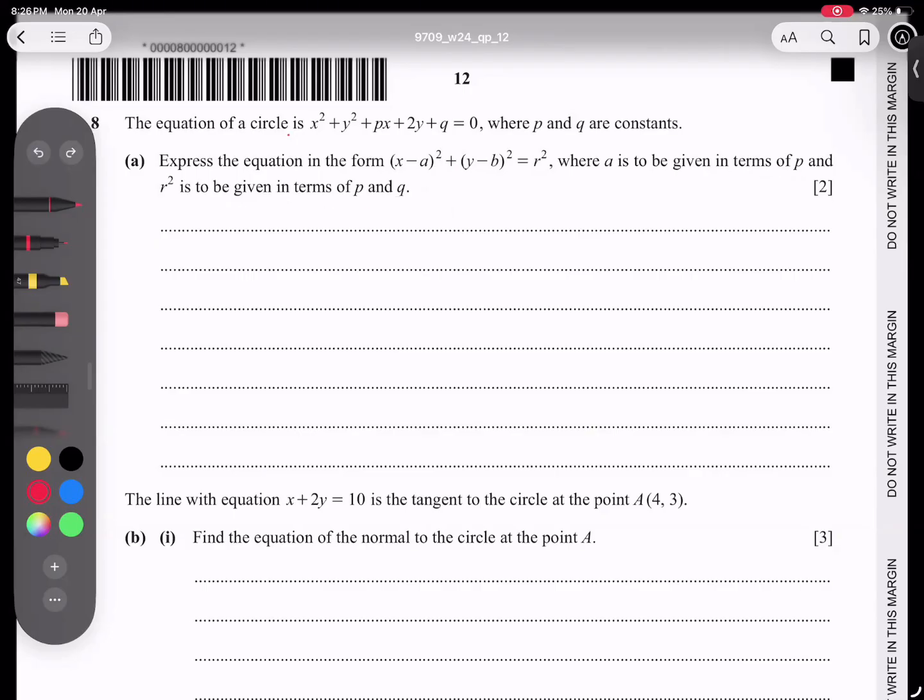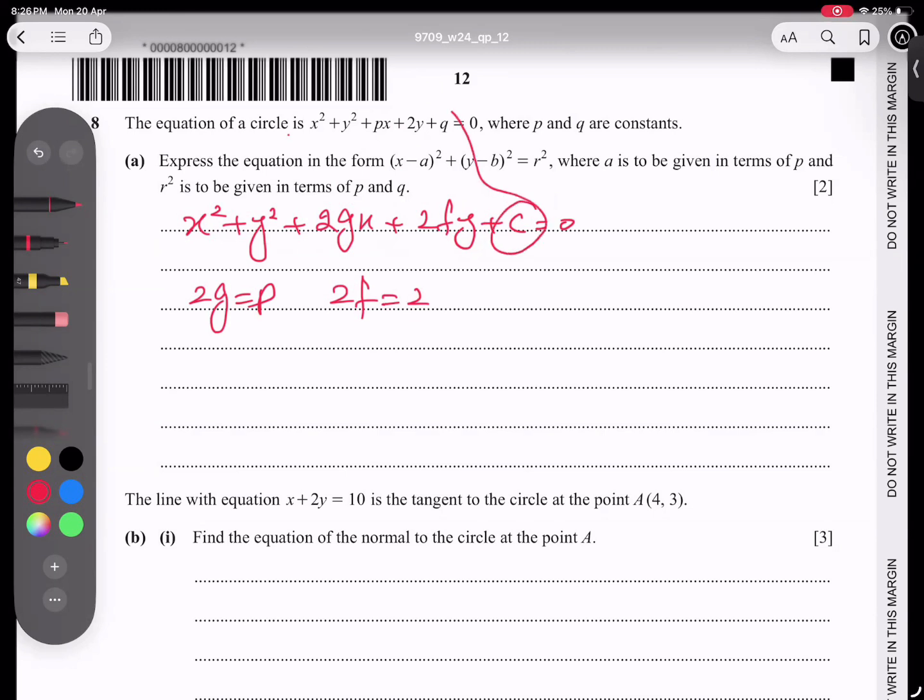First of all, I'm going to compare with the circle equation. This is x square plus y square plus 2gx plus 2fy plus c equal to 0. This is the general form equation I'm going to compare. So 2g is equal to p, and 2f is equal to 2 only, like the y coefficient. Let me recheck. Yeah, correct. And the c value is equal to q.